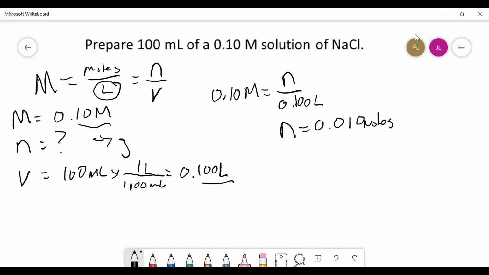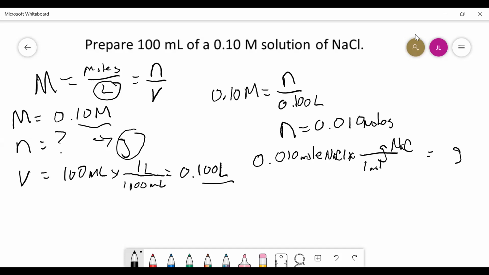Well, that's great, but it's really hard to measure out moles, so we can measure things in grams. So we're going to convert moles into grams. I'm going to take that 0.010 moles, again, of NaCl, and now we're going to multiply it by the molar mass, grams over moles of NaCl. That'll give us grams NaCl.